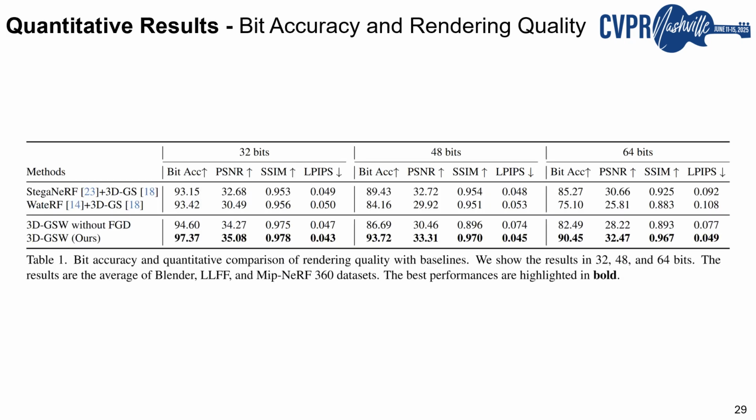Now we show our quantitative results. The quantitative results for 3D-GSW, comparing bit accuracy and rendering quality across various methods and bit lengths. 3D-GSW consistently outperforms existing watermarking methods, such as Steganerf and Waterf, across 32, 48, and 64 bits, even at higher capacities like 64 bits. 3D-GSW maintains robust bit accuracy and superior image quality, demonstrating the effectiveness of the proposed method. Additionally, the result of 3D-GSW without FGD confirms that FGD further improves both bit accuracy and rendering quality.